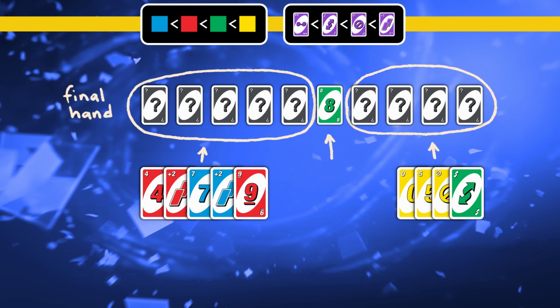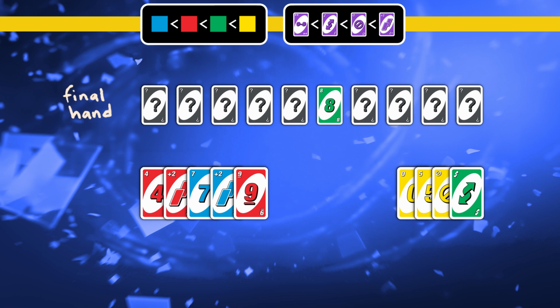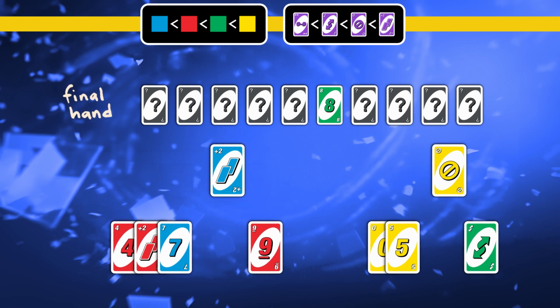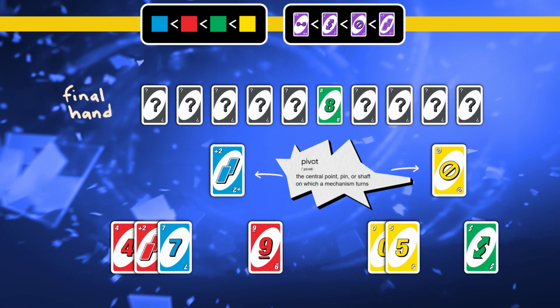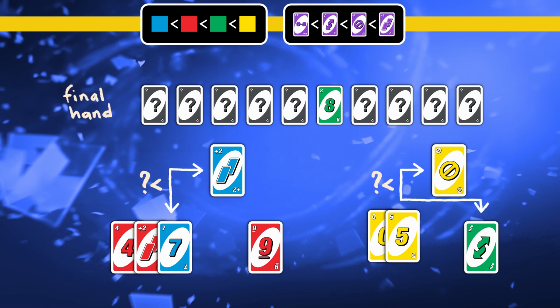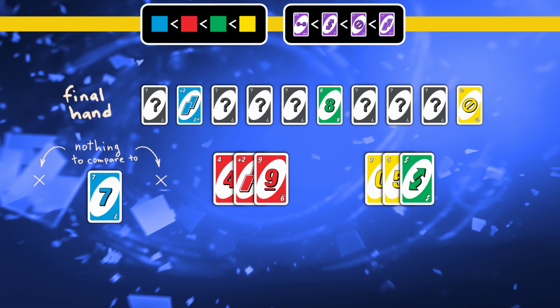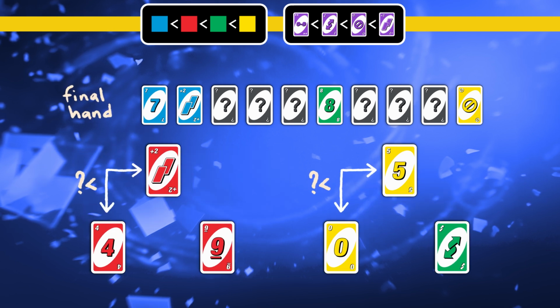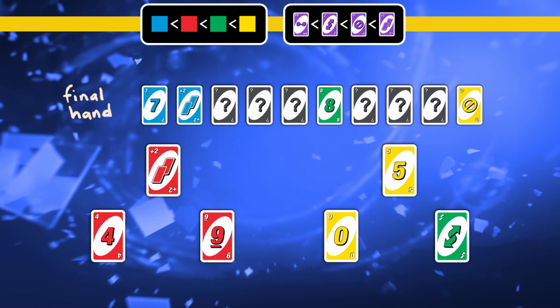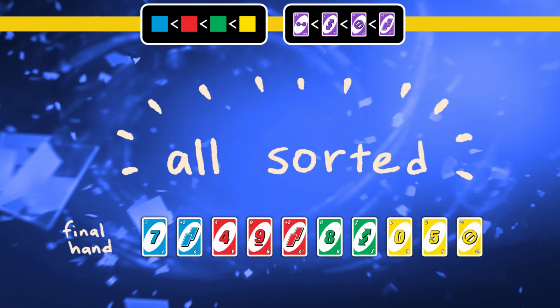As you may have already understood, we now should do the same for the left and right sides separately. For both sides, again, pick a random pivot, divide the cards into 2 parts and continue. After several steps, you will get your hand sorted.